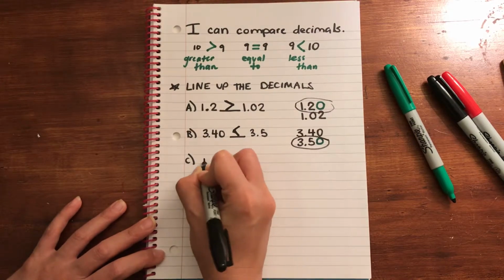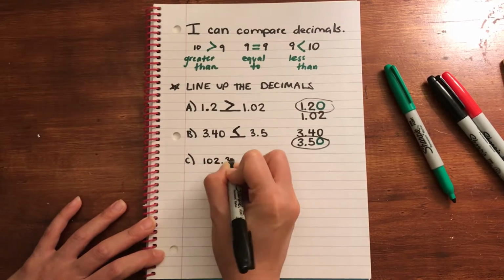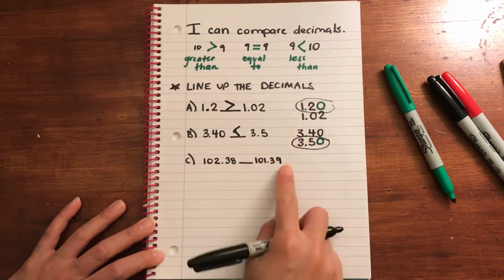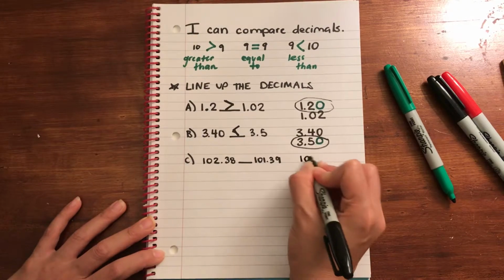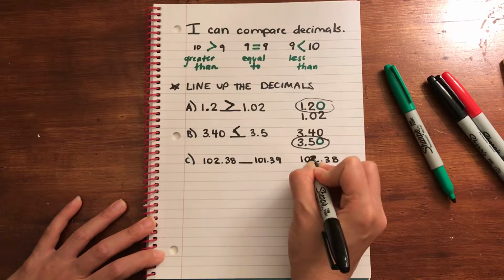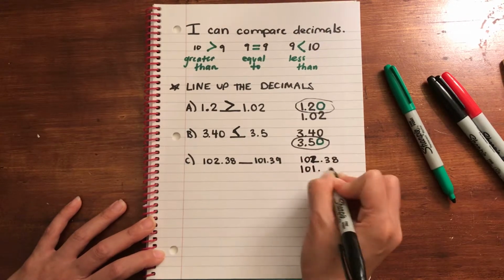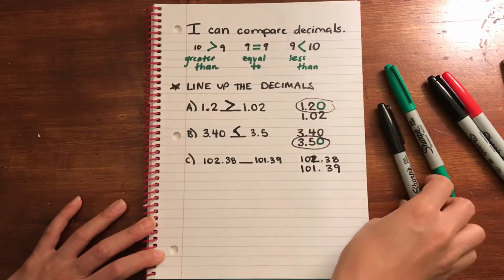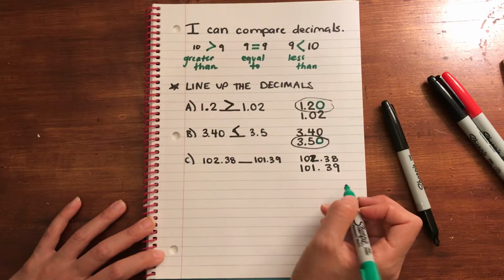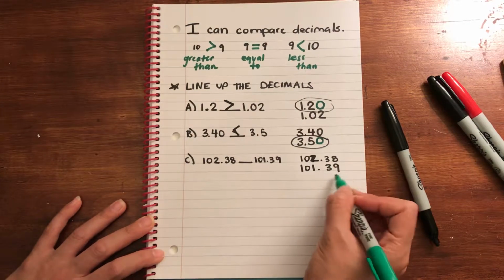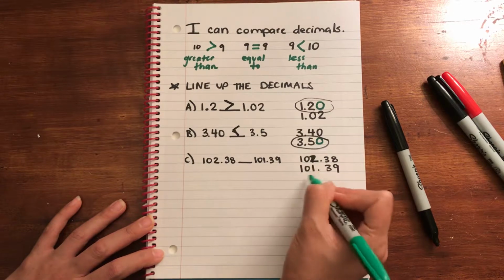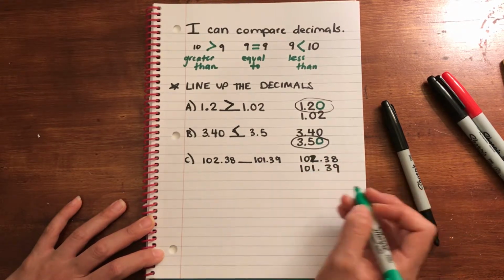All right, last one. First thing, line up the decimals. Okay. These have the same last place values, so you don't have to add anything on. But I do want us to take note that yes, 39/100 is greater than 38/100. But don't forget to look at the whole numbers first, because those always trump the decimals.